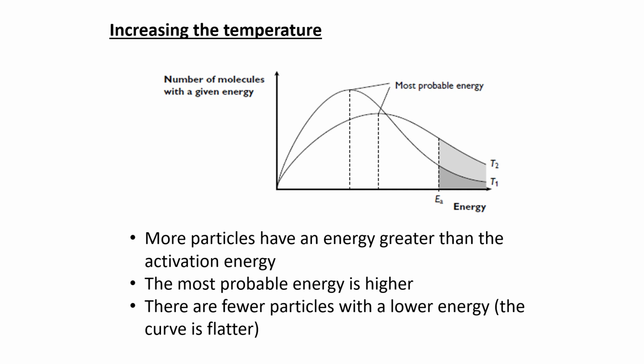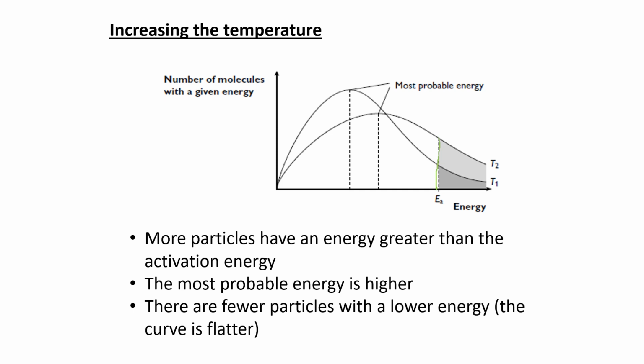Notice that the curve is flatter for T2 when you increase the temperature, and that the peak of the curve is further to the right, which means it occurs at a higher energy. So when you increase the temperature, the most probable energy shifts to a higher amount of energy. Okay, and then the curve starts to come back down again, but it comes down less steeply than it did before. And now the activation energy still hasn't changed, it's this line here, but can you see that we've now got this lighter grey shaded area as well as the dark grey shaded area, which means there are now more particles with energy equal to or greater than the activation energy.